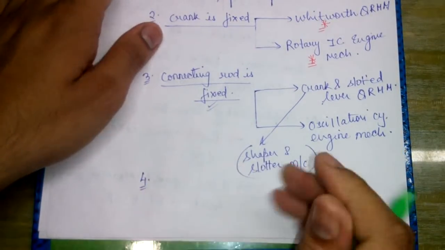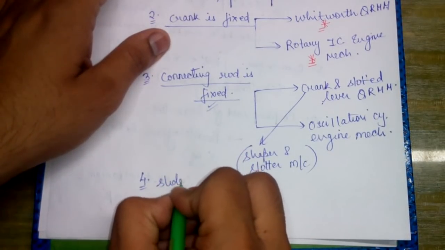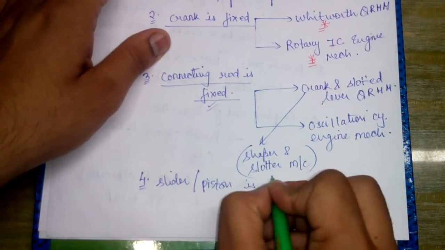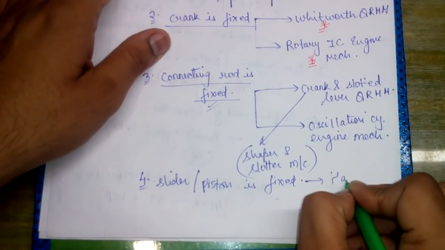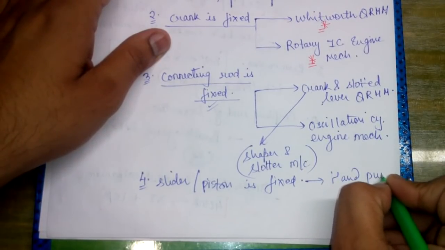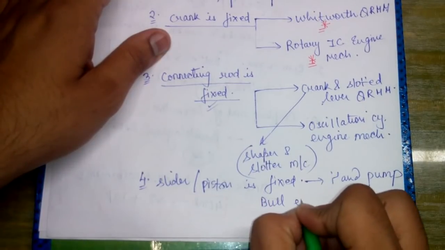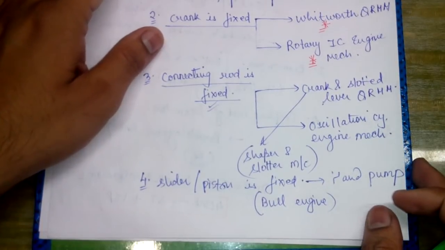The fourth inversion which is obtained is when the slider is fixed, slider or piston is fixed, and this inversion is called the hand pump. This is called the hand pump or bull engine.